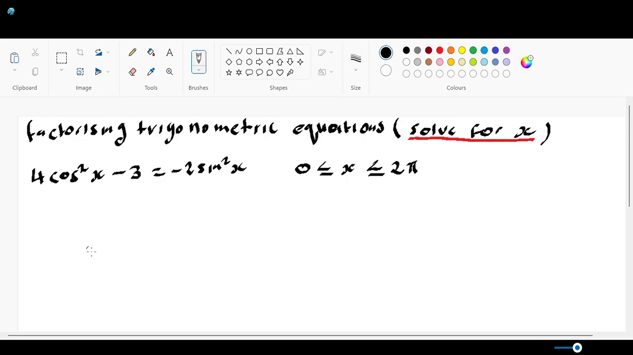Now we have a question here whereby we are given this problem. They want us to solve for x, and the equation that is given to us is 4 cos squared x minus 3 is equal to negative 2 sine squared x. And obviously they're going to give you where you're supposed to get x. So you must be able to find x when x is greater than or equal to 0, but less than or equal to 2 pi.